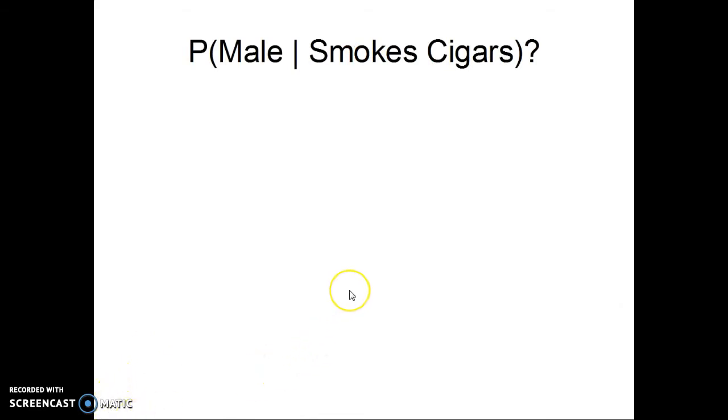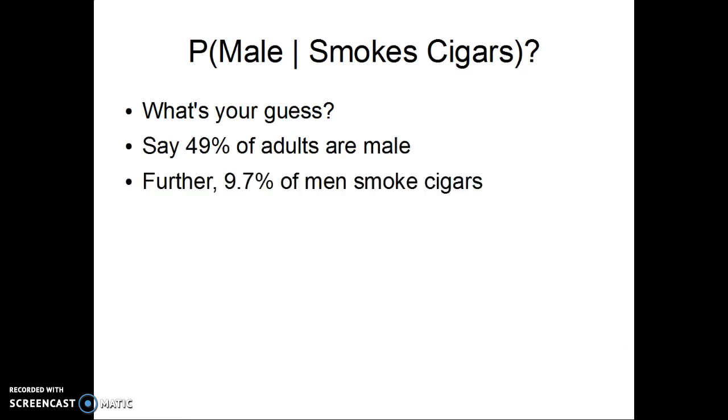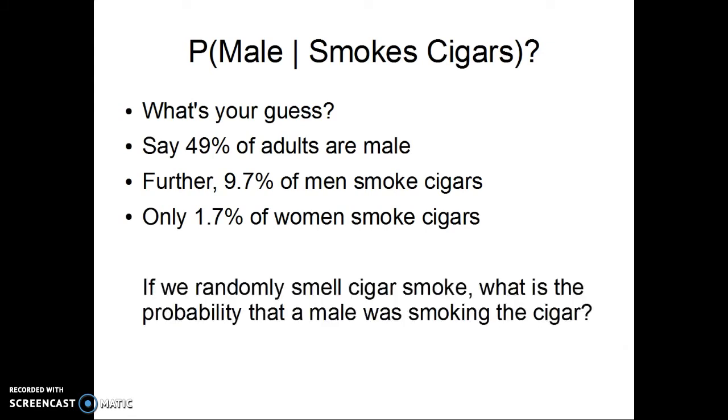I'm going to leave you with a question. So the probability that a person is male, given that the person smokes cigars. Let's say that 49% of adults in a certain population are male. And further, let's say that, given that a person is male, 9.7% smoke cigars. Also, let's say we know that 1.7% of women smoke cigars. If we randomly smell cigar smoke, what is the probability that a male was the person smoking a cigar? Think about this for a second.